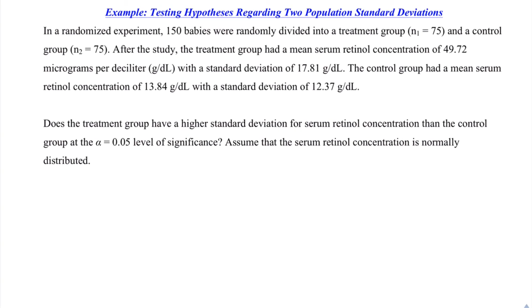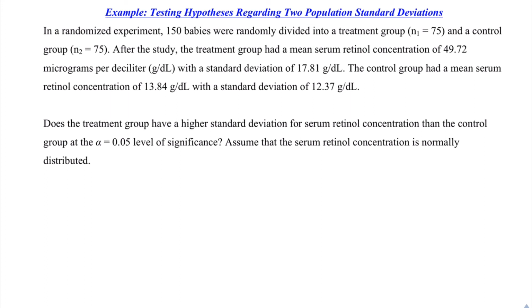Well, that takes us into one more extra example, just to make sure we're hopefully comfortable with our hypothesis test on 2 standard deviations. Taking a look, we have a randomized experiment where 150 babies were randomly divided into a treatment group of size 75 and a control group of size 75, where they told us that they're calling the treatment group sample 1, denoted by n sub 1, and the control group would be our sample 2. After the study, the treatment group had a mean serum retinol concentration, which is not the easiest to say, of 49.72 with a standard deviation of 17.81. The control group had a mean serum retinol concentration of 13.84 with a standard deviation of 12.37.